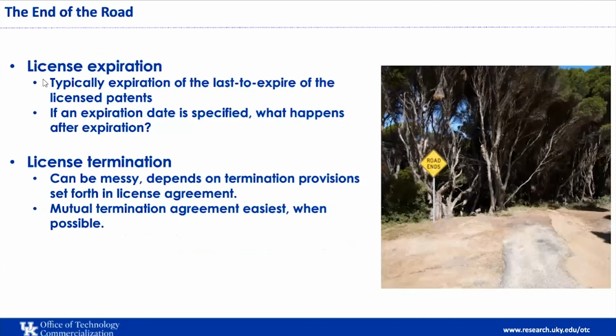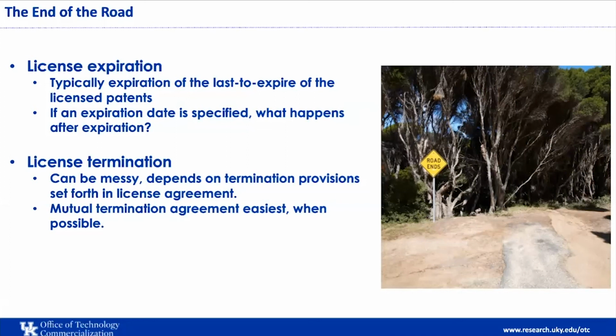And then we get to the end of the road. So everything has to come to an end, and licenses typically expire or terminate in one of two ways. Expiration. If it's a patent license, typically it's going to be the last to expire of the licensed patents. If an expiration date is specified, as you would more often see in a biological materials license, it's important to ask what happens after the expiration. Is that licensee still free to use it, or does an amendment need to be made, or perhaps a new agreement? Something that's sometimes overlooked.